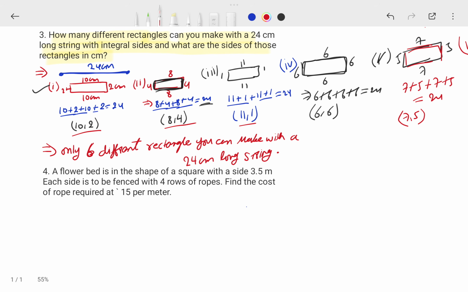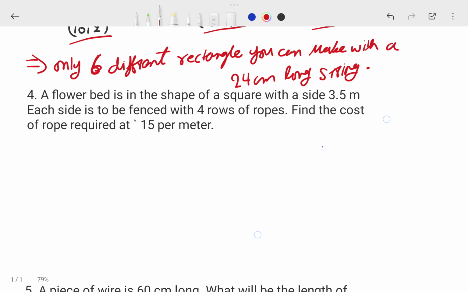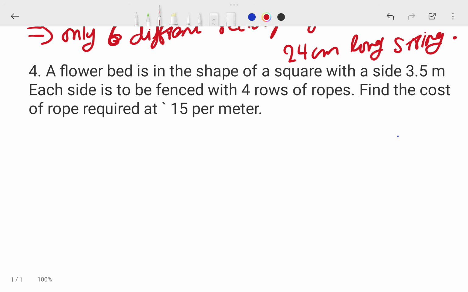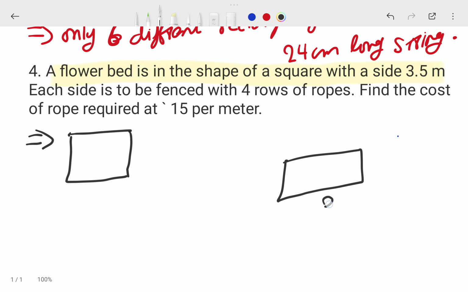So let's talk about the fourth question. What is the fourth question telling? That a flower bed is the shape of a square with 3.5 meters. So it is telling there is one bed of a square size. A square is totally equal. Like if this is a rectangle, if it is 2, that will be 2. If it is 1, it is going to be 1.